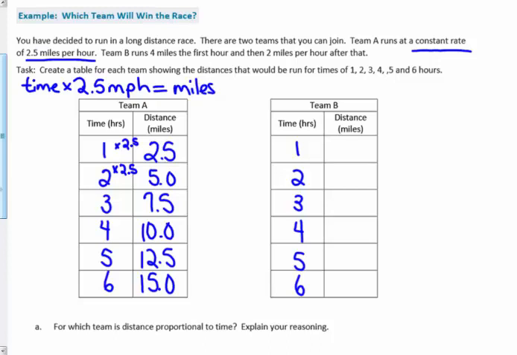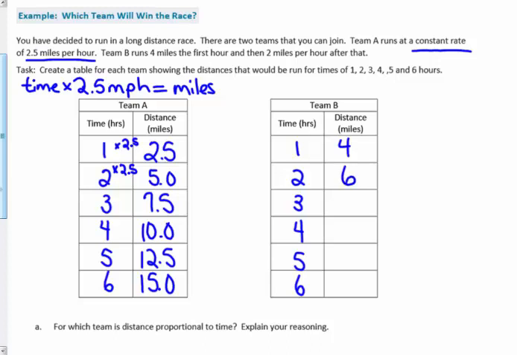I'm not going to be able to do this for Team B. I'm going to read Team B. Runs 4 miles the first hour. So first hour, 4 miles. Going to put that on the table. And then 2 miles per hour after that. So I'm going 2 more miles for the next hour. So the second hour, add 2 more miles.